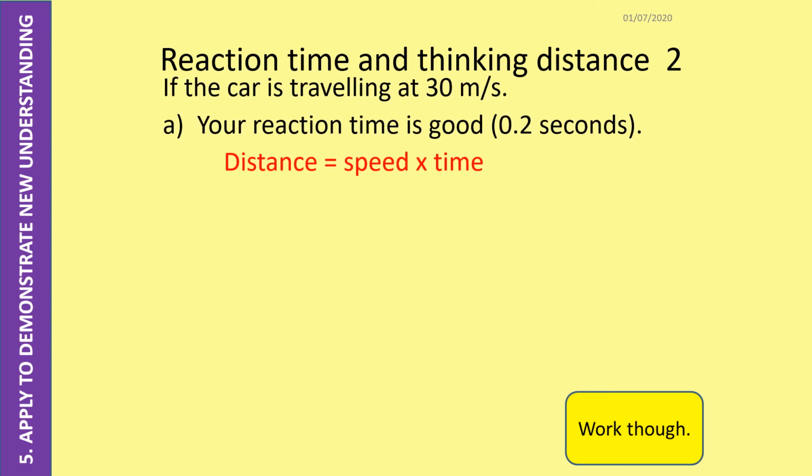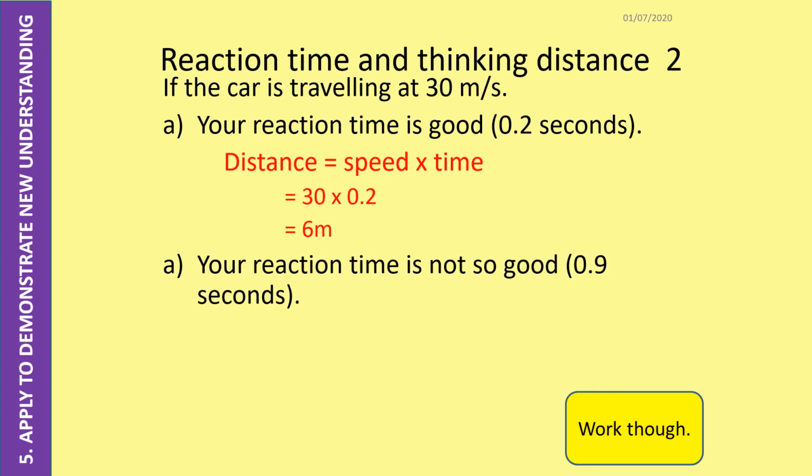So if your reaction time is good, you use the formula distance equals speed times time. This time we're travelling at 30 meters per second, which gives us an answer of 6 meters. If your reaction time is not so good, again using distance equals speed times time, this time 30 meters per second times 0.9 seconds gives you a thinking distance of 27 meters.